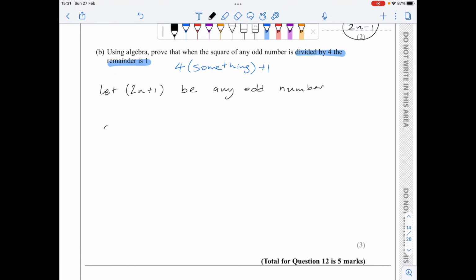So let's begin. 2n plus 1 squared. Let's expand as 4n squared plus 4n plus 1. Let's take out a common factor of 4 from the first two terms. So that's 4 times n squared plus n, close the bracket, plus 1. And that is in the required form. So I'm just going to conclude proved to show that I have finished.